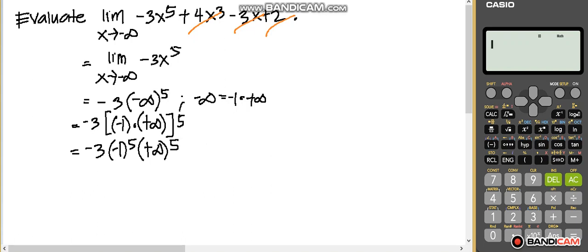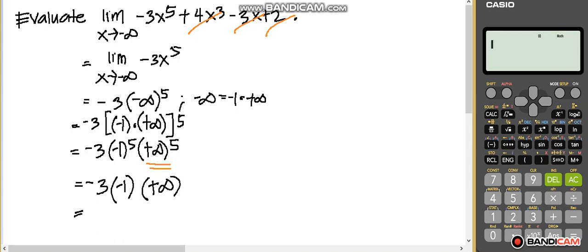Okay? Wala na naman tayong problema sa evaluation ng positive infinity raised to 5. Dahil kaya nung sinabi ko class, ang positive infinity i-raise mo sa isang number, okay, will always be positive infinity. Okay? So, this is equal to negative 3 times positive infinity. O ngayon, ang problema na lang natin, yung negative 1 raised to 5. So, negative 1 raised to 5, that is negative 1. Tama ba? Okay. So, this is equal to negative 3 times negative 1, that is positive 3.